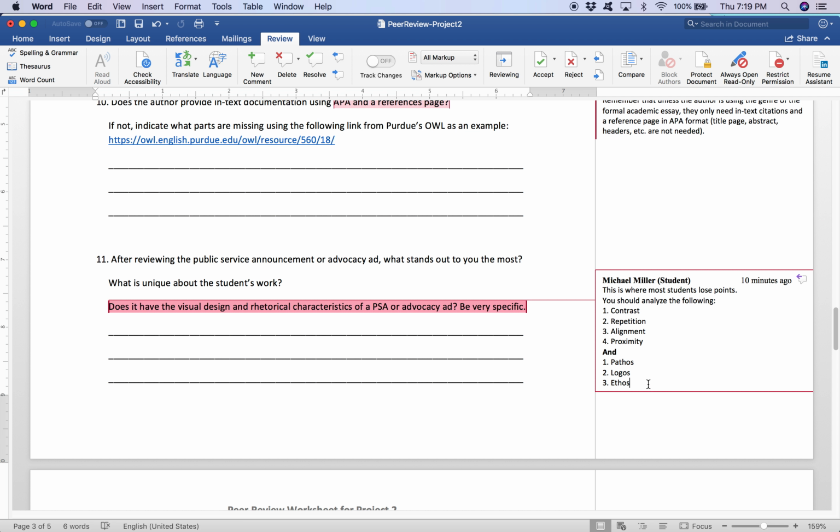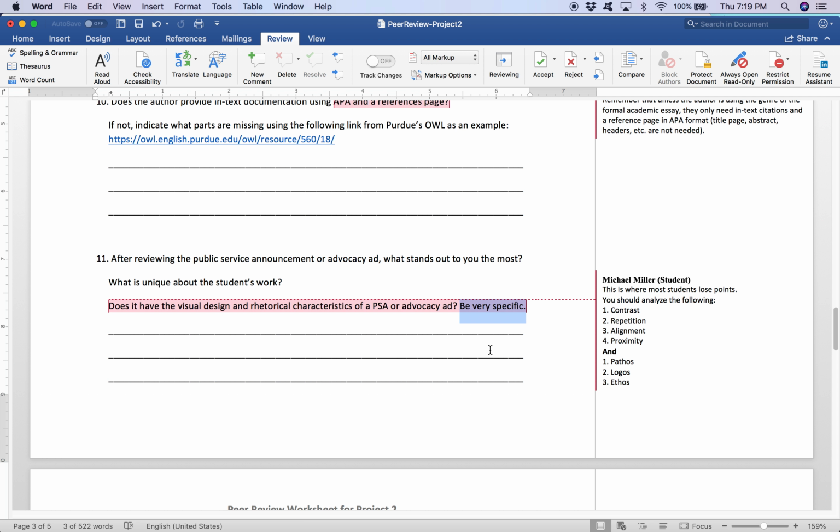If you don't cover all of these aspects in your response, then it is not counted as a full response and you are not being very specific. So again, in Project 1, the peer review, we made it very explicit. We had contrast, repetition, alignment, and proximity on separate lines in order to encourage you to really respond to each one of those. Here, you should already have that idea down.